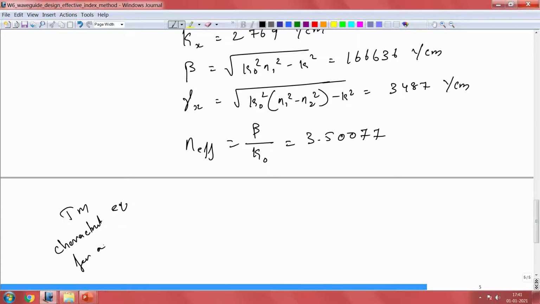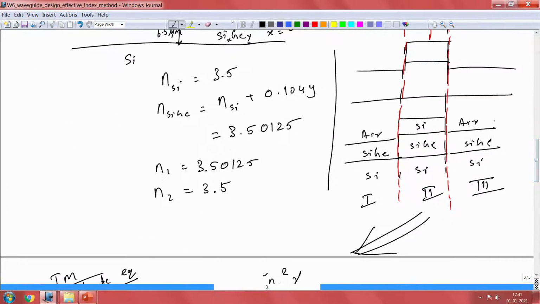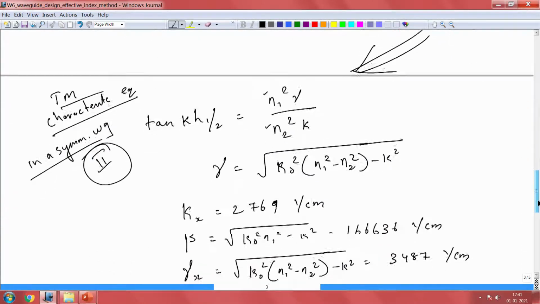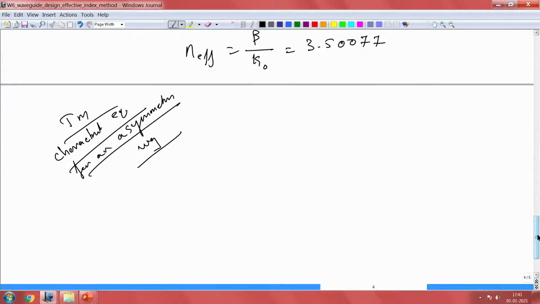So next let us look at the TM characteristic equation for an asymmetric waveguide. What is the asymmetric waveguide here? That is our shoulder section: air, silicon germanium, silicon. So this is asymmetric, you see. That is why we are going to use the asymmetric relation here. You remember that it is a little complex equation.